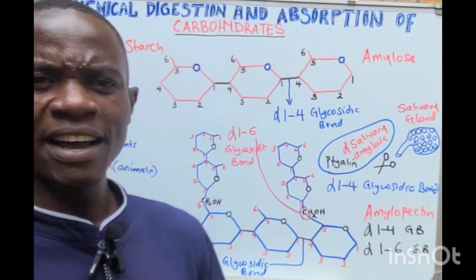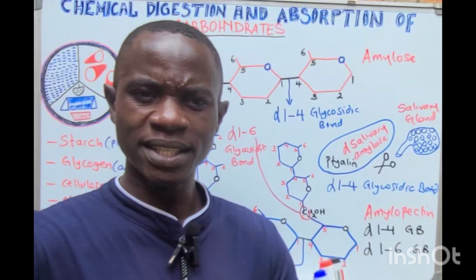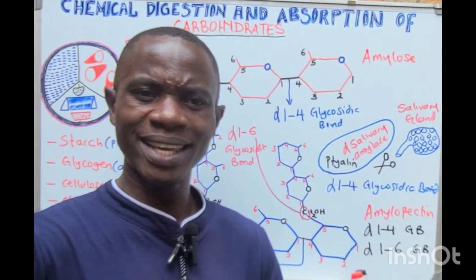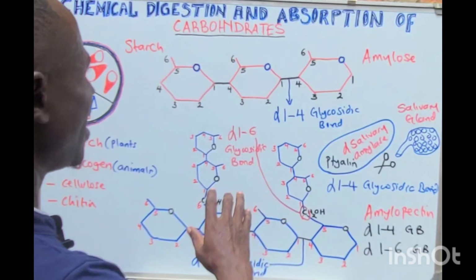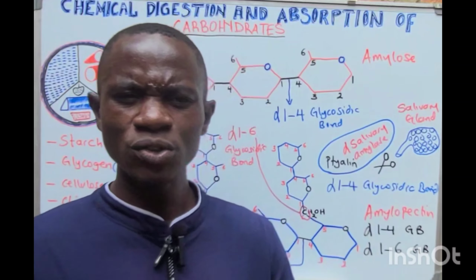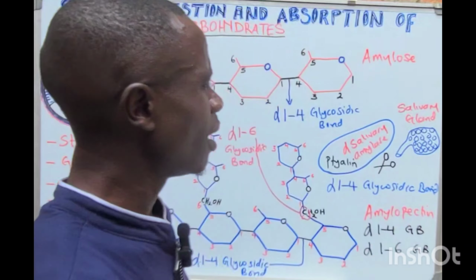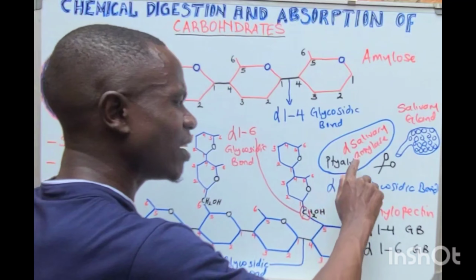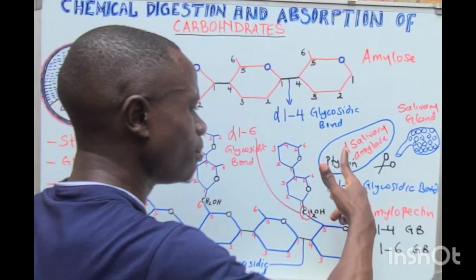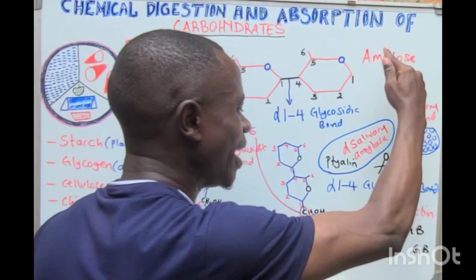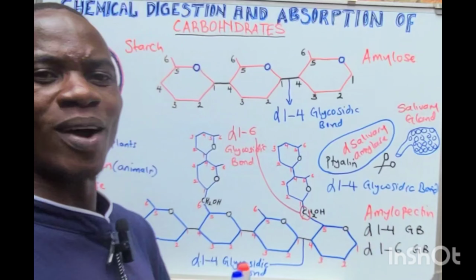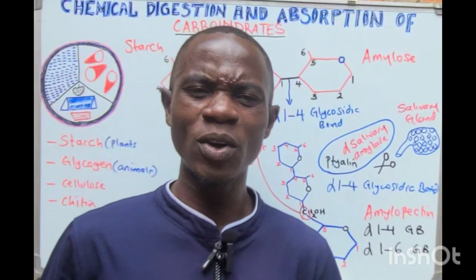So now, having seen the basics, the type of bond you're going to be breaking and the type of enzyme that's going to be breaking that bond. In the next video, we are going to see what happens when alpha salivary amylase breaks the alpha 1-4 glycosidic bond in amylose and then amylopectin. What other substances are we going to be forming?